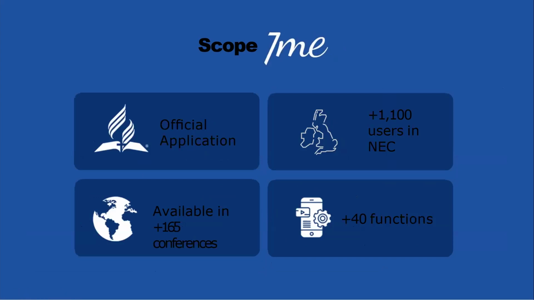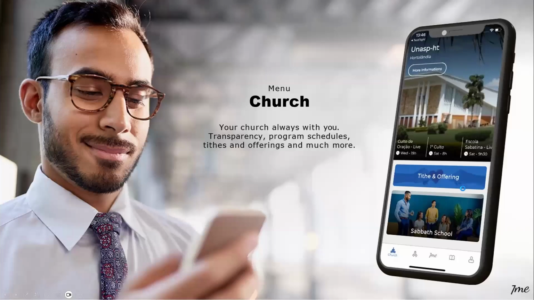So ACMS 7Me, the application, is the official application of the General Conference as of 2024. It's the official app for the General Conference. In the NEC, we have over 1,100 users that are using 7Me right now. ACMS 7Me is available in over 165 conferences worldwide, and there's over 40 functions on the application.